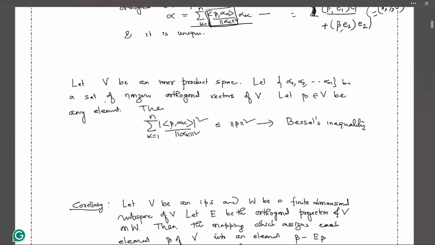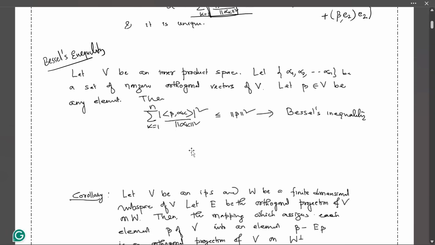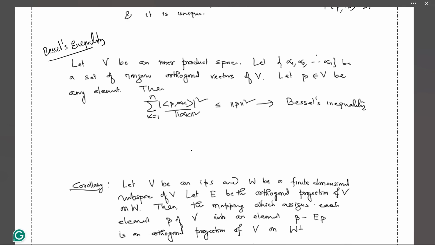Here we have Bessel's inequality. It says if V is an inner product space and we have a set of orthogonal vectors, and beta is any element of V, then we have this inequality. If you understand it in R2, what it represents is just the triangle inequality.